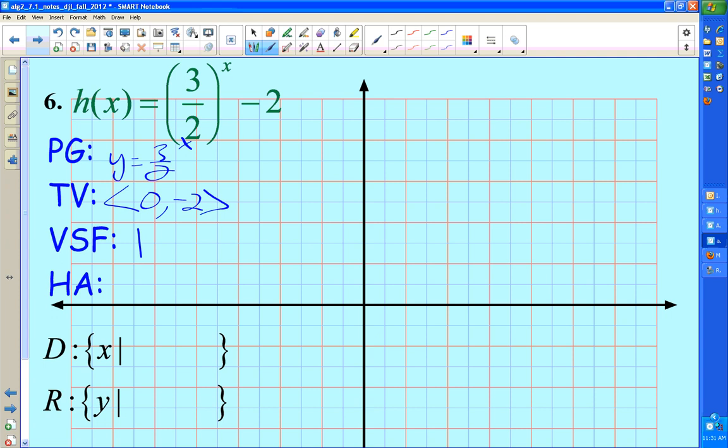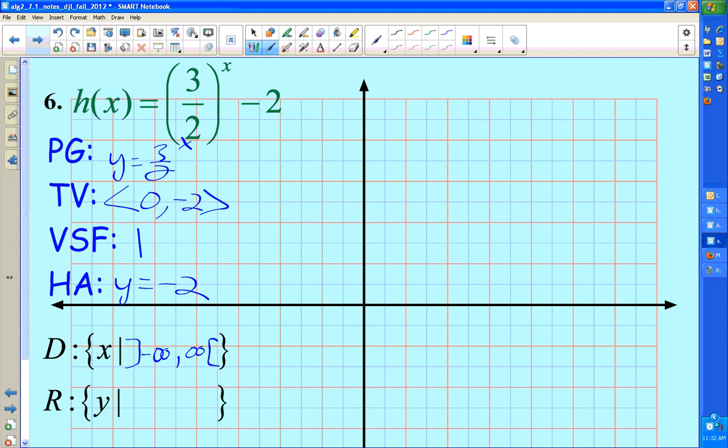Again, if you can find the translation vector, you can always tell me what the horizontal asymptote is going to be. Jason, what's the horizontal asymptote? Y equals, right, negative 2. Alicia, what is the domain going to be? You can either say all reals, or negative infinity to positive infinity, all reals. The domain is always all reals.